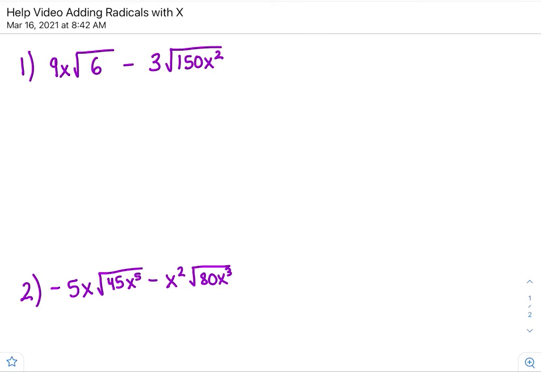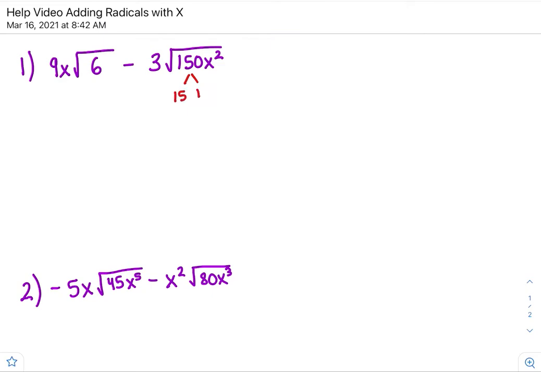So for number one, in order to combine these radicals, potentially we need to simplify our square roots. Well, the 6 becomes 3 and 2 if we were to make a prime factorization tree, but there's no pairs here, so that means it cannot simplify. That is as simplified as it can get because 3 and 2 is not a pair. Now let's take a look over here.